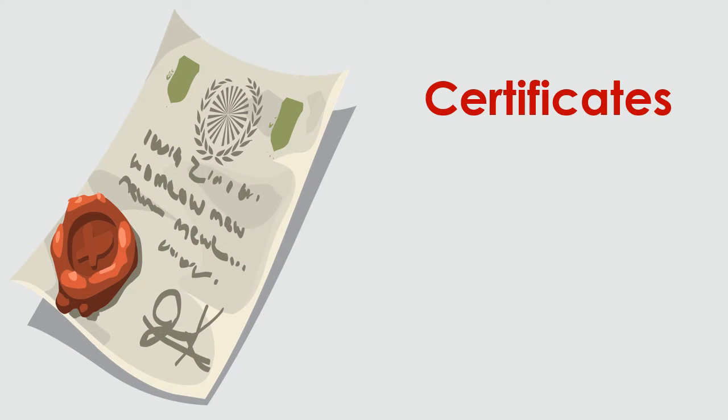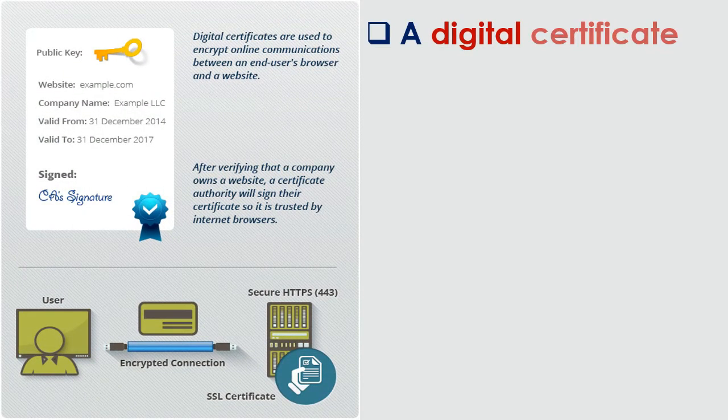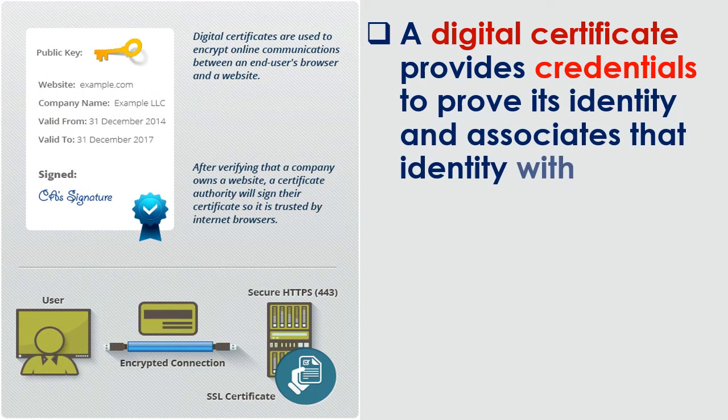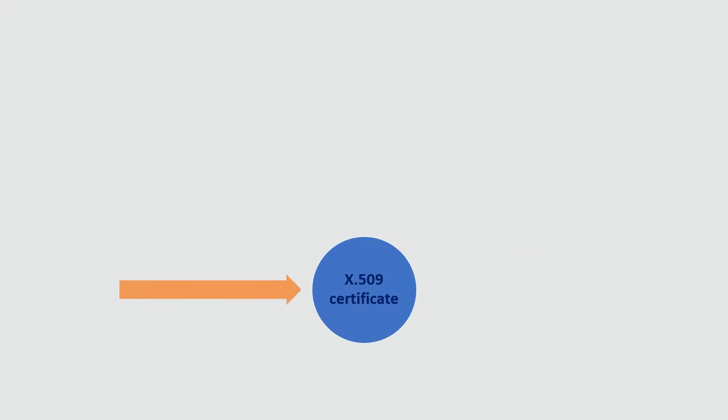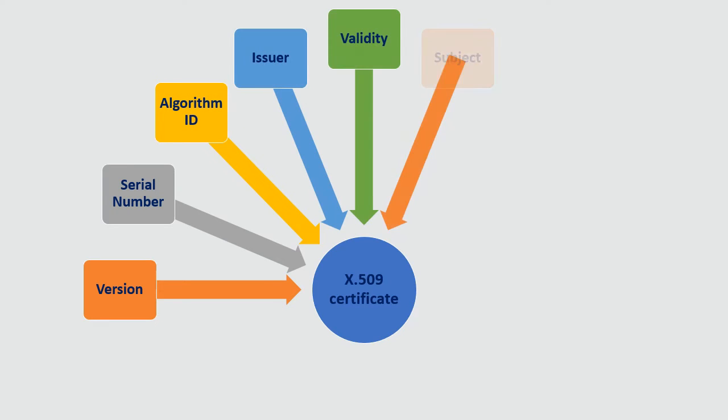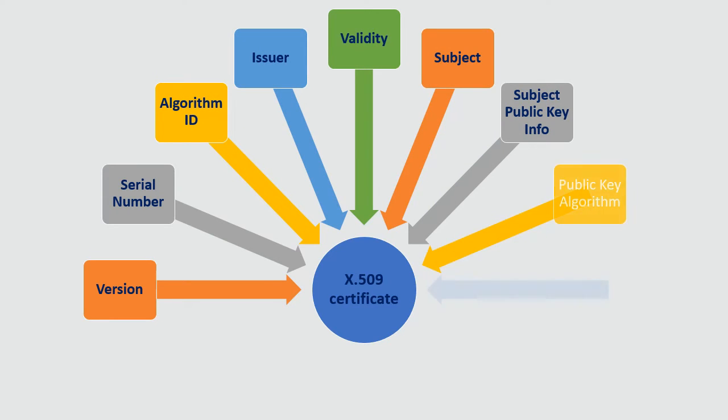Certificates. A digital certificate provides credentials to prove its identity, and associates that identity with a public key. An X.509 certificate contains version, serial number, algorithm ID, issuer, validity, subject, subject public key info, public key algorithm, subject public key.